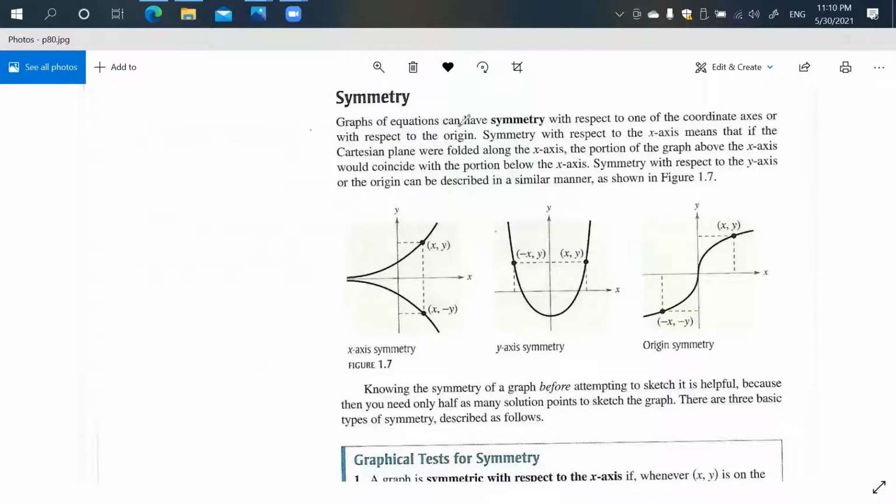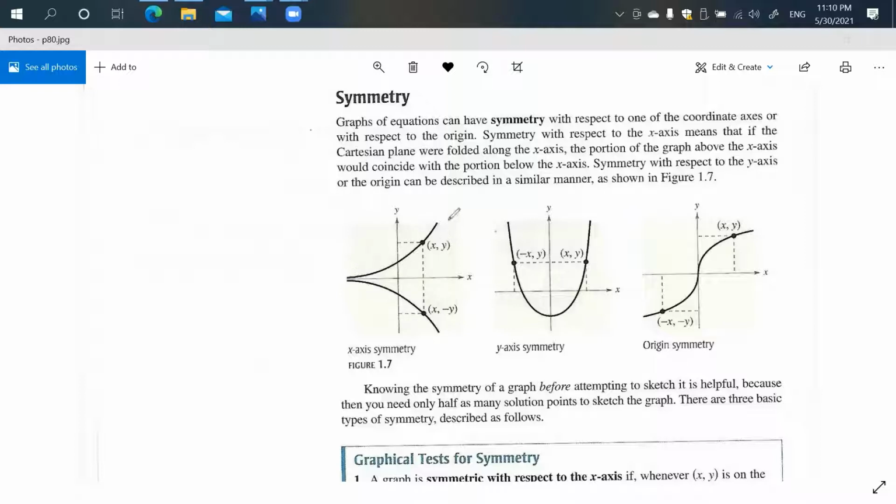The graph of an equation can have symmetry with respect to one of the coordinate axes or with respect to the origin. Just say that symmetry has three kinds so far, right? We have three kinds, and we're gonna do the x-axis, the y-axis, and the origin. So you see the first one.